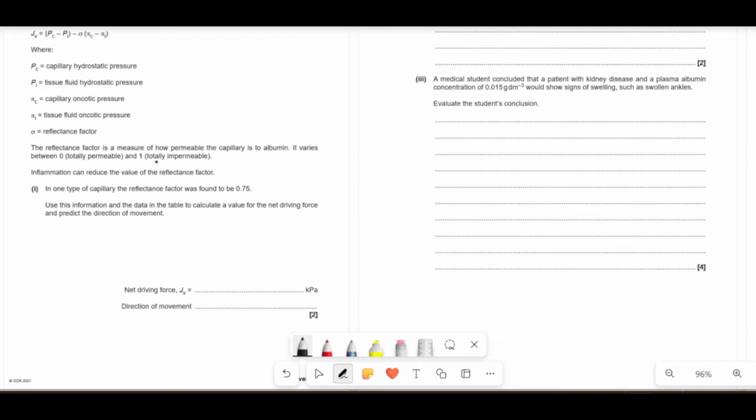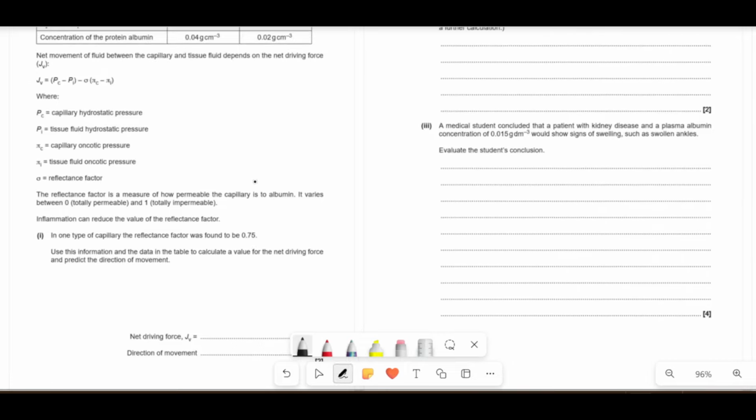And it says the reflection coefficient is a measure of how permeable the capillary is to albumin, and it varies between 0, which is totally permeable, and 1, which is totally impermeable. Inflammation can reduce the value of the reflection coefficient. In one type of capillary, the reflection coefficient was found to be 0.75. Use this information and the table to calculate the value of the net driving force and predict the direction of movement. So the net movement of fluid depends on the driving force, JV.